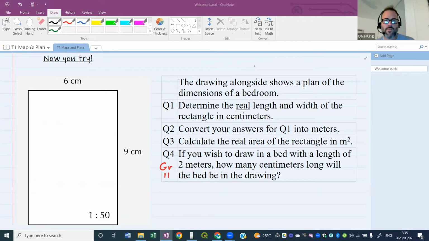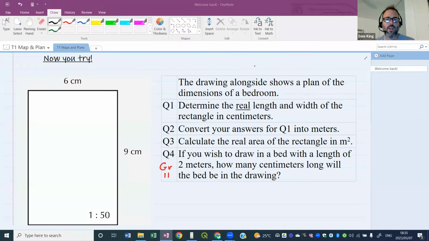So here's a scenario. I'll read it with you. It says, the drawing alongside shows a plan of the dimensions of a bedroom. So we have a rectangular bedroom. It's a drawing of a bedroom. It's not the real thing.